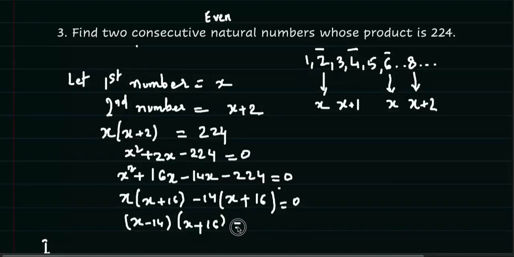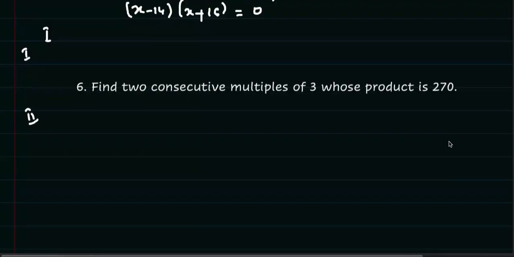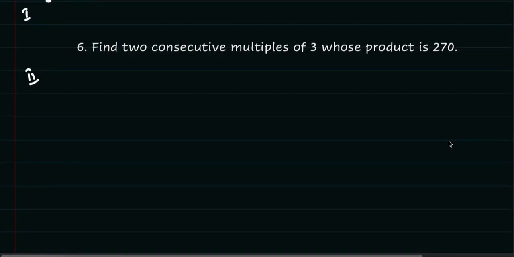You are getting two values here. x is 14, so it means the next number will be 14 plus 2, 16. So the two consecutive numbers are 14 and 16. Two consecutive even natural numbers. Got it? Great. Find two consecutive multiples of 3 whose product is 270.